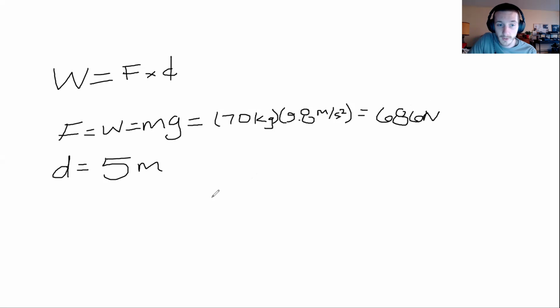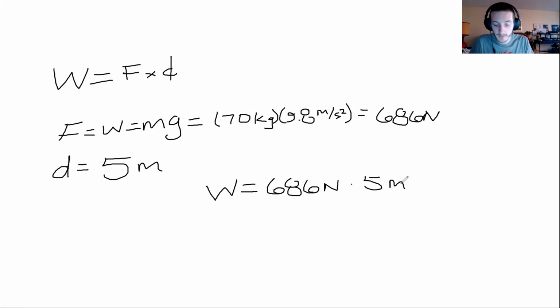So if I want to figure out how much work it took to lift my body weight up 5 meters, we're going to do the force, which is 686 newtons multiplied by 5 meters. When we do that on the calculator, oh, that might be backwards. 3,430.